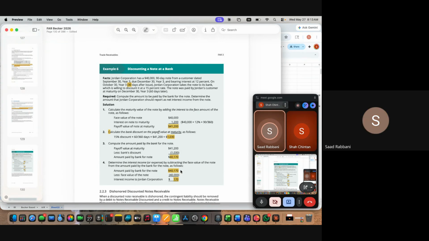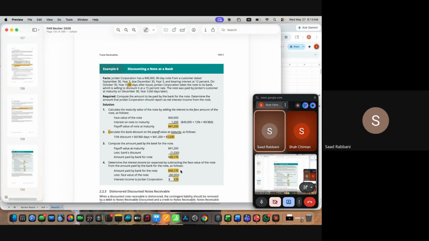The 12% is what we earned or what we would have earned. We would have earned if you would have waited till 30th December, and customer would have paid you 40,000 principal plus 12% per annum interest, which comes to $1,200. So if you would have waited for full 90 days, then customer would have paid you $41,200.